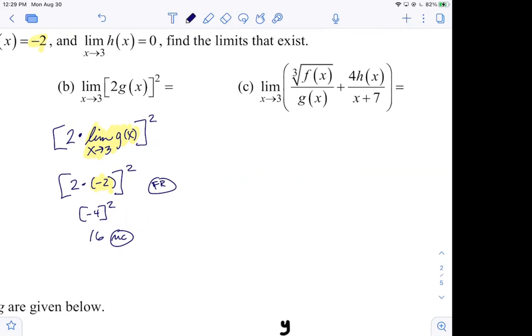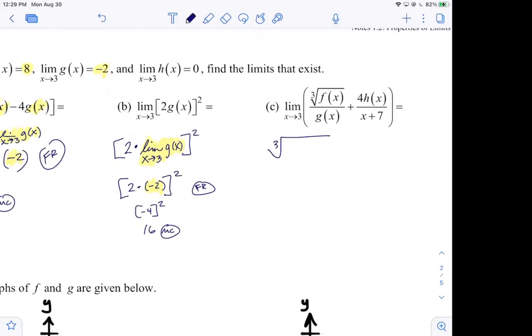Is g of x the same thing as the limit of g of x? No. No, g of x is some unknown function. All we know is the general limit is negative 2. We don't even know what g of 3 is. It could be negative 2. It could be undefined.